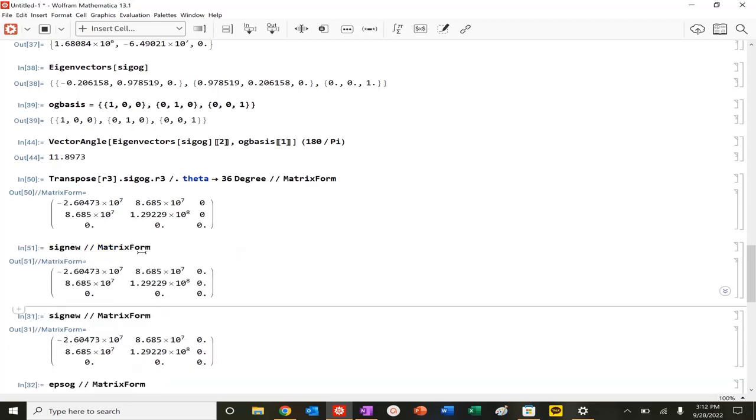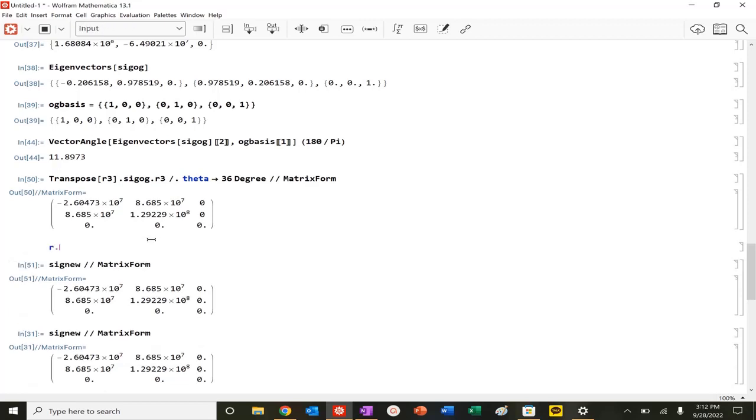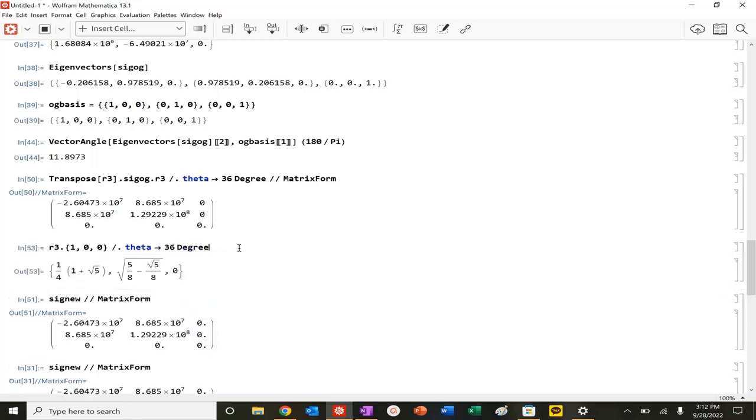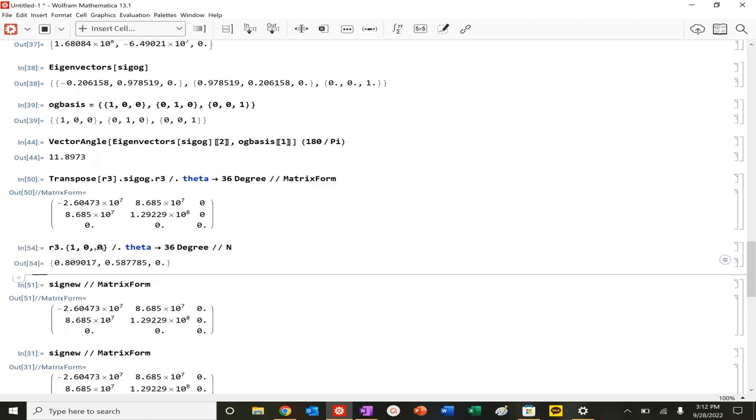Excellent, looks good. But if you did, for example, basically R3 dot with 1, 0, 0 slash dot theta goes to 36 degrees, you will find that new basis set as well. So if you had to write out, you would get that. And you could do kind of the same thing to figure out the angles here as well.